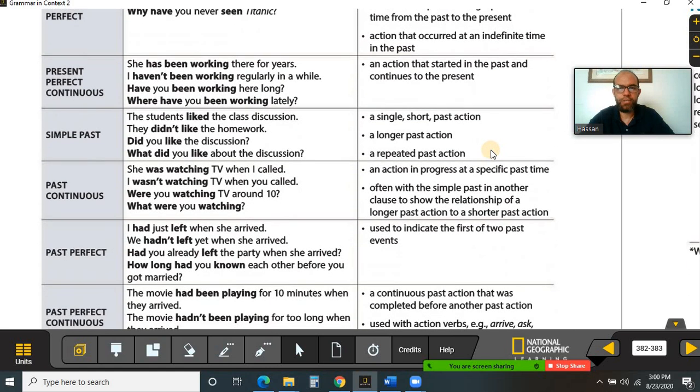Now let's start the simple past. The simple past is formed by either adding ed to the verb, and we call this type of verbs regular verbs. I liked, I played, I helped, I washed, etc. Or by changing the verb into or conjugating the verb that are irregular into a form of the past, and these verbs are called irregular.